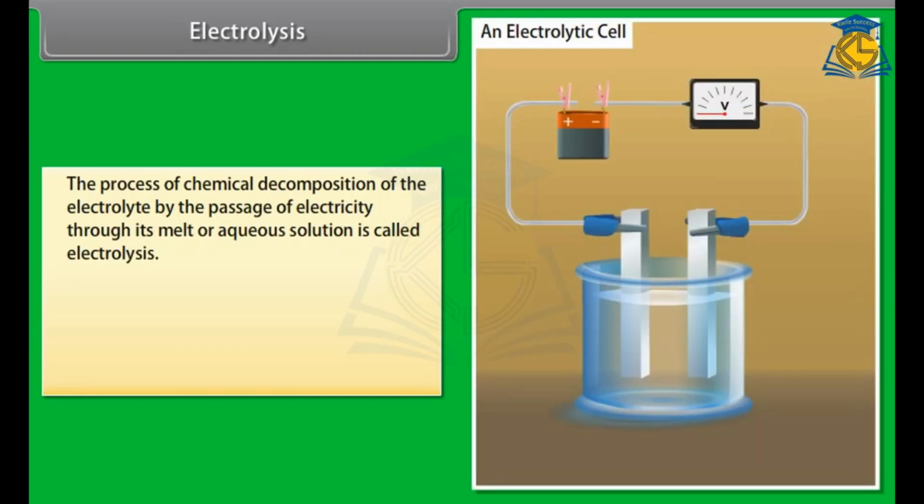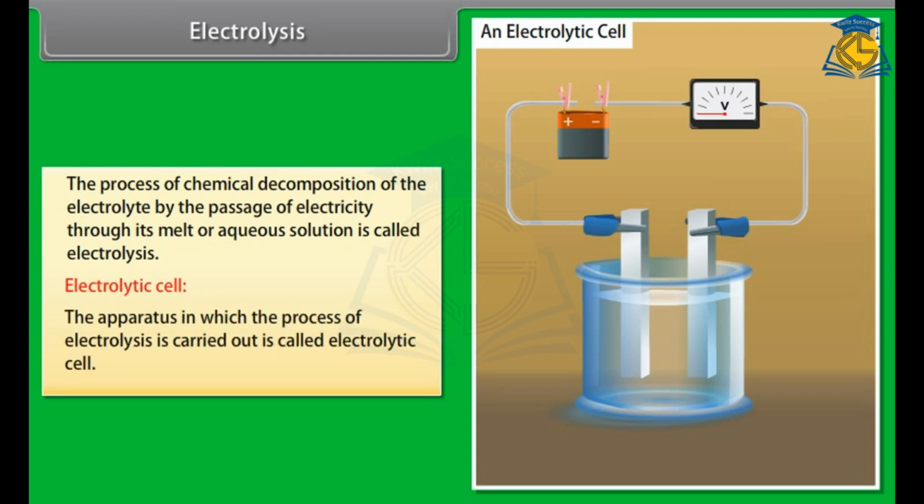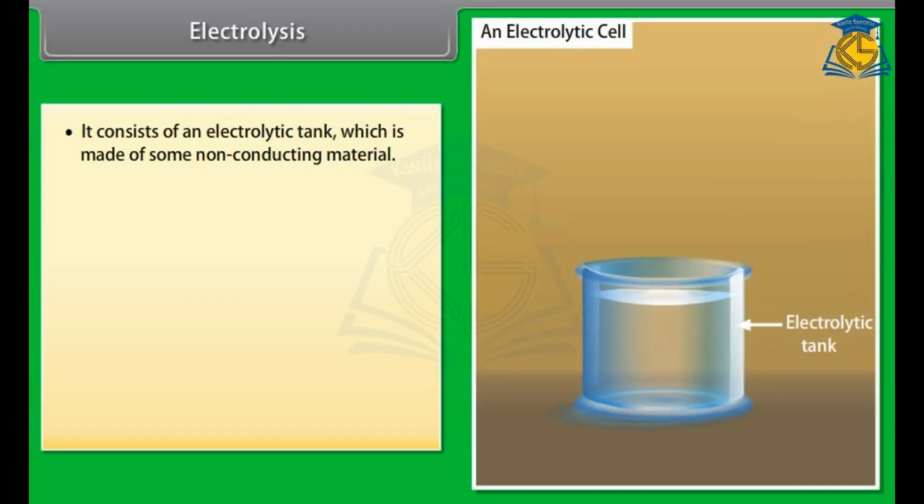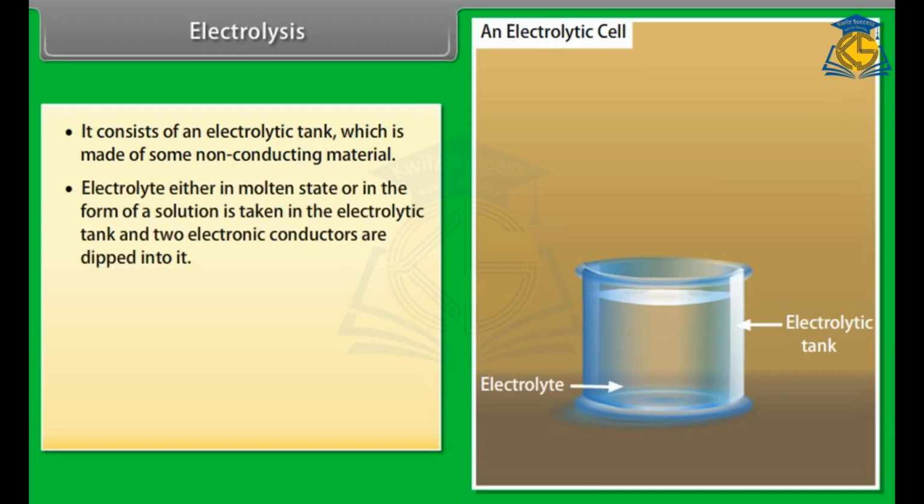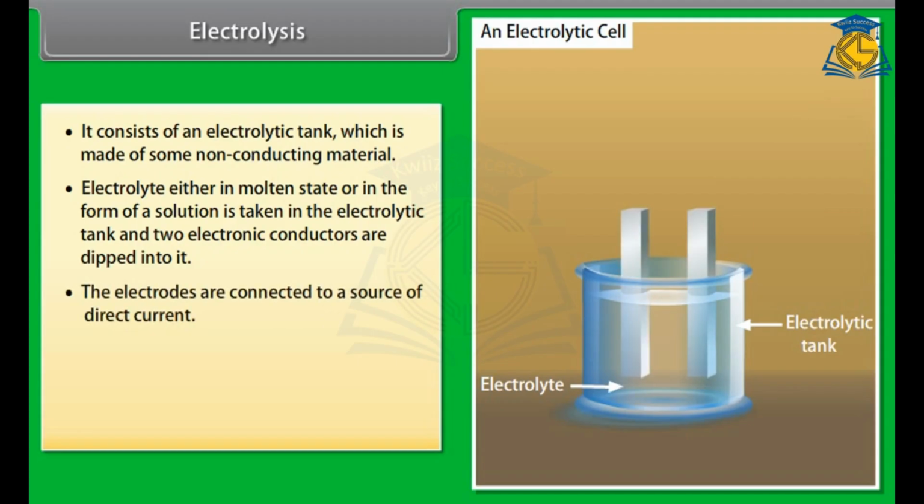Electrolysis. The process of chemical decomposition of the electrolyte by the passage of electricity through its melt or aqueous solution is called electrolysis. Electrolytic cell. The apparatus in which the process of electrolysis is carried out is called an electrolytic cell. It consists of an electrolytic tank which is made of some non-conducting material. Electrolyte, either in molten state or in the form of a solution, is taken in the electrolytic tank and two electronic conductors are dipped into it. The electrodes are connected to a source of direct current.